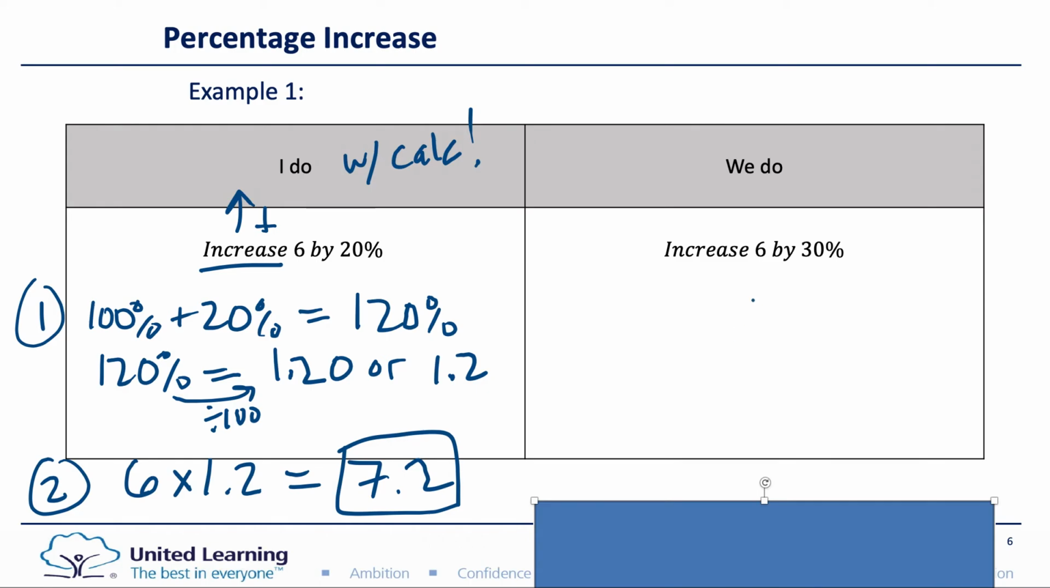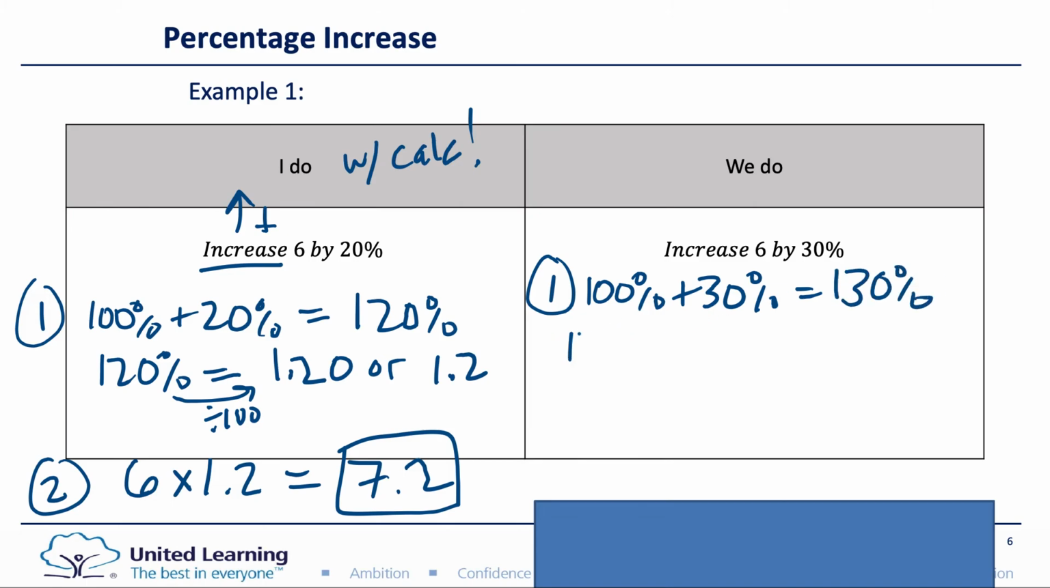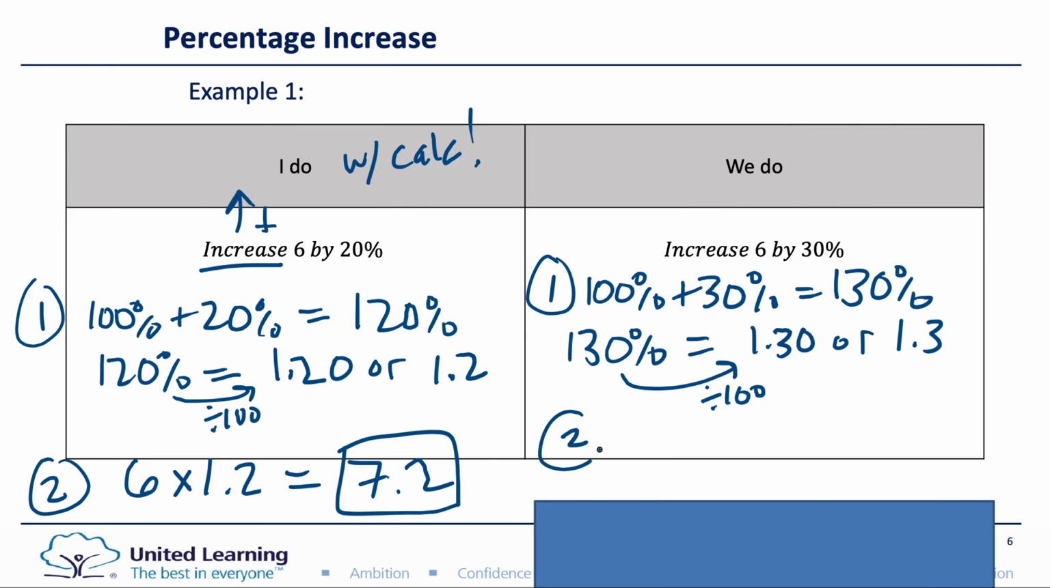All right, let's see if we did it. So 100% plus 30% would get us 130%. Now, what is 130% as a multiplier? So we're thinking percentages are out of 100. So let's divide by 100 to get either 1.30, or you're probably thinking that 0 still doesn't have any significance. So 1.3 is equivalent. Step 2, take your 6, multiply it by 1.3. Make sure we're getting what, 7.8? Yeah, 7.8 for full marks.